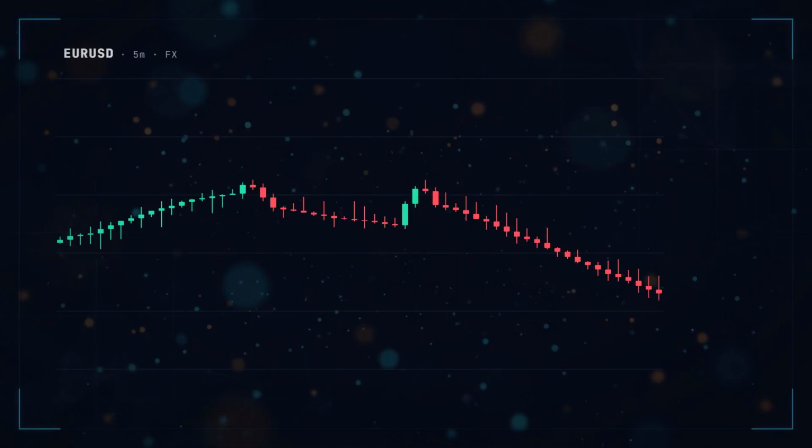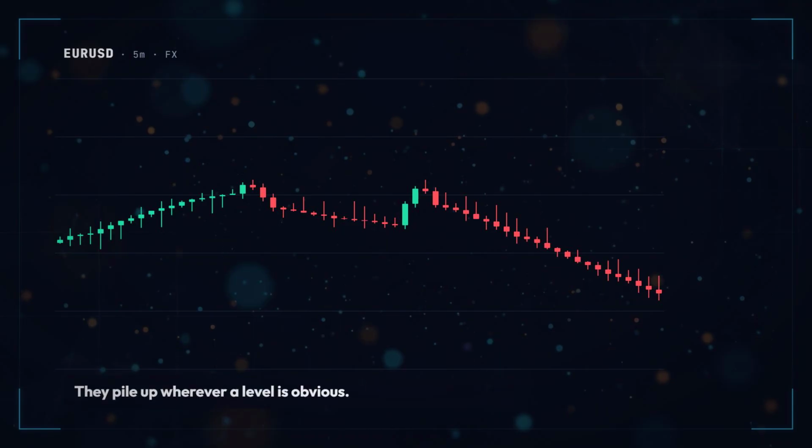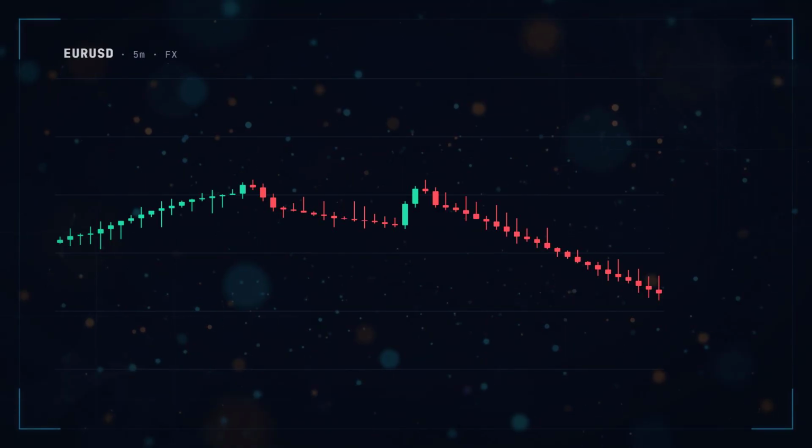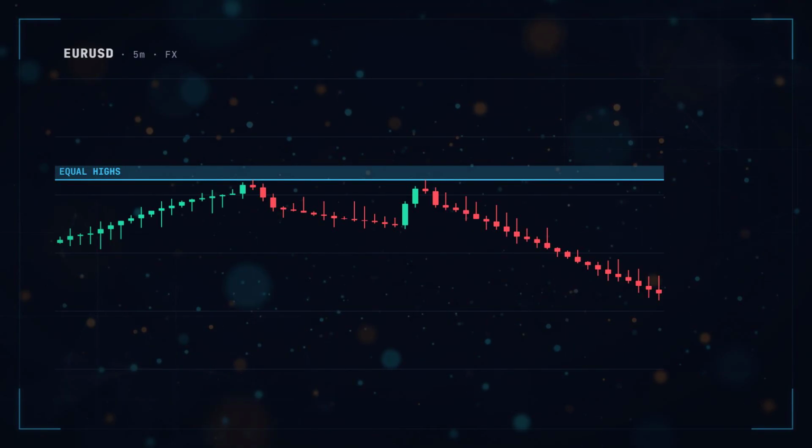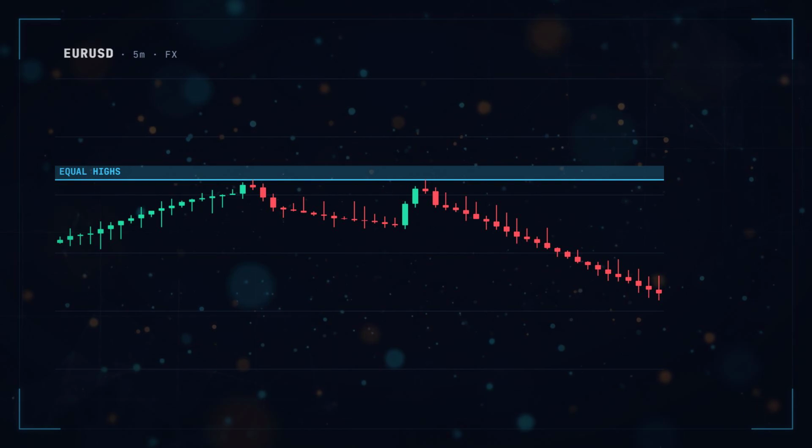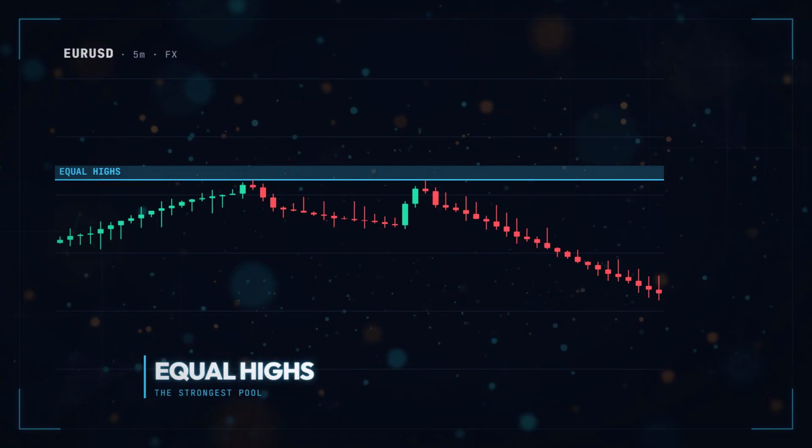So the next question is where these orders pile up. And the answer is almost insultingly simple. They pile up wherever a level is obvious. Look at these 2 highs. Same price. To the point. When a market makes 2 highs at the same level, every single trader looking at that chart draws the same line. They all put orders in the same place. That is the strongest pool on any chart, and it has a name, equal highs.